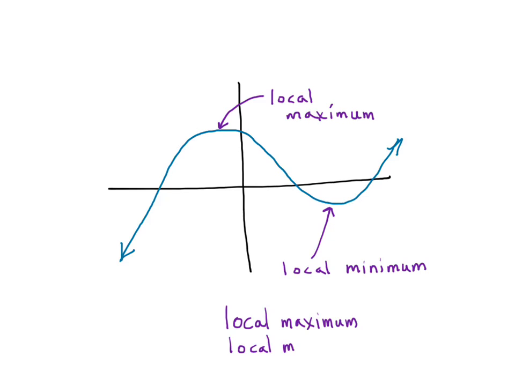Okay, so we have those two words, and we call those collectively local extrema. All right, we can't just say local minimums and maxes. If you say local extrema, what you really mean are both local mins and maxes together.